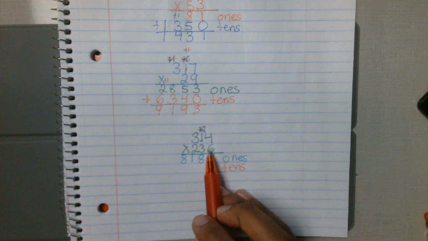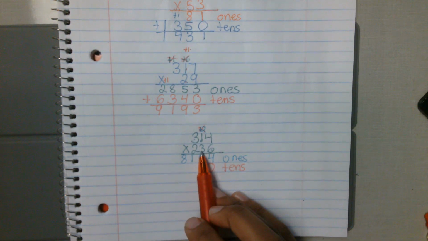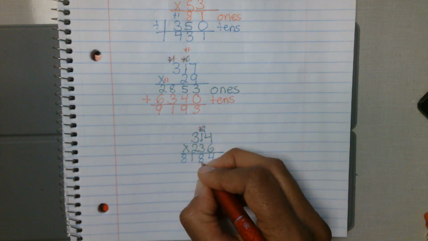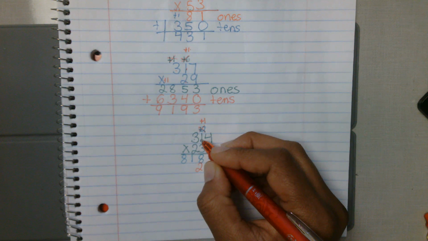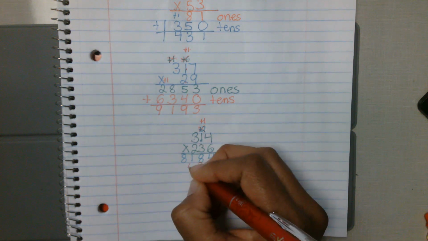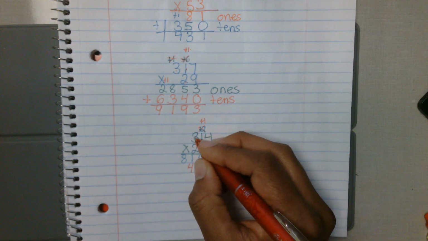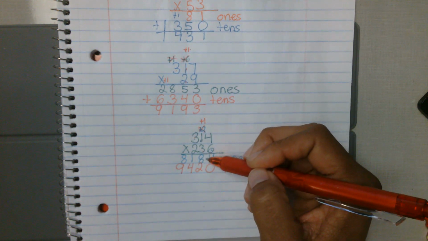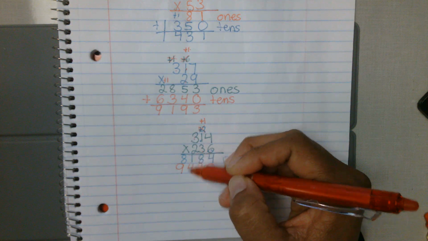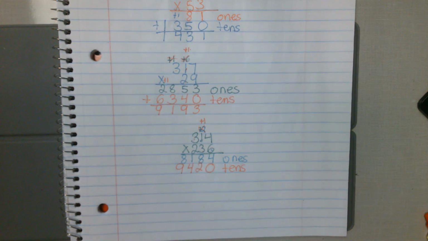I'm not going to think about the 6 now, and I'm not going to think about the 2. I'm only going to think about the 3. 3 times 4, 12. Regroup my 1. 3 times 1 is 3, plus 1 is 4. And 3 times 3 is 9. And I also make sure, if you noticed, I'm making sure I'm lining up each number directly under that place value. I'm not going out anywhere else.